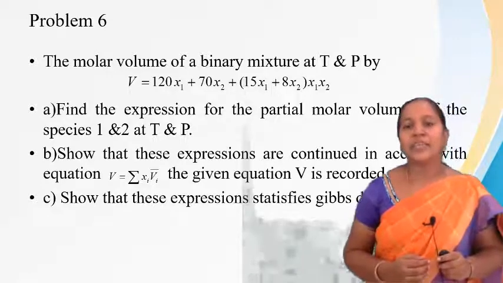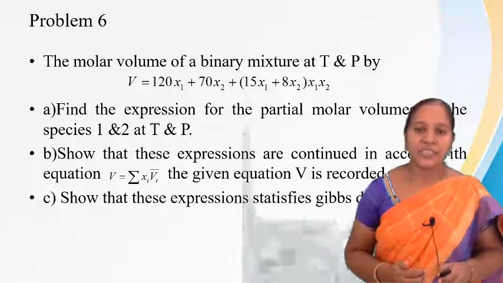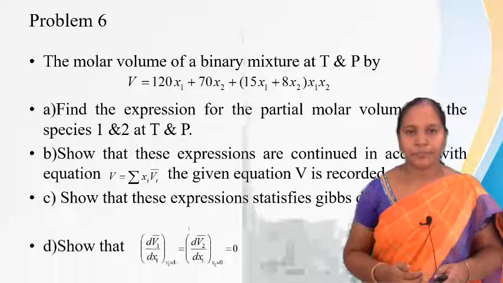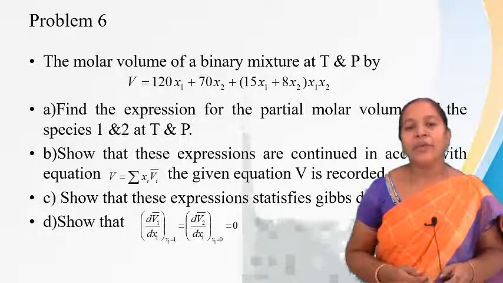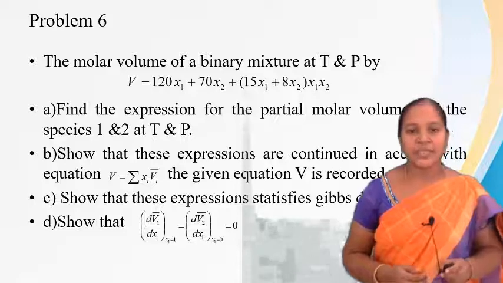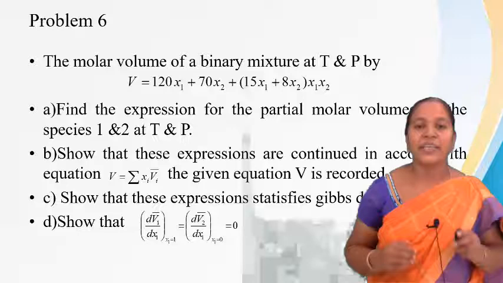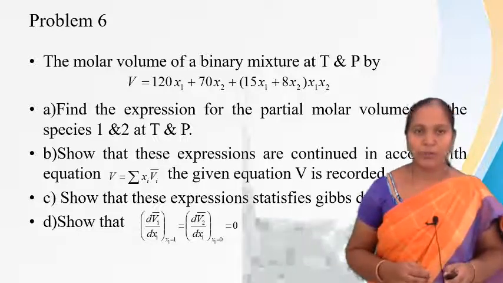The given equation V is recorded. C bit: show that these expressions satisfy the Gibbs-Duhem equation. And D bit: show that dV1 bar by dx1 at x1 is equal to 1 is equal to dV2 bar by dx1 at x1 is equal to 0 is equal to 0.